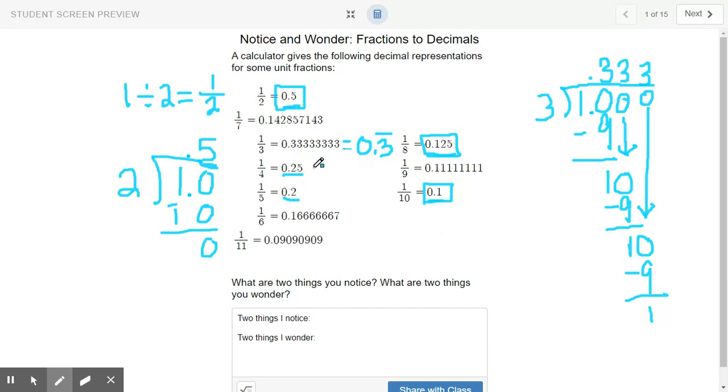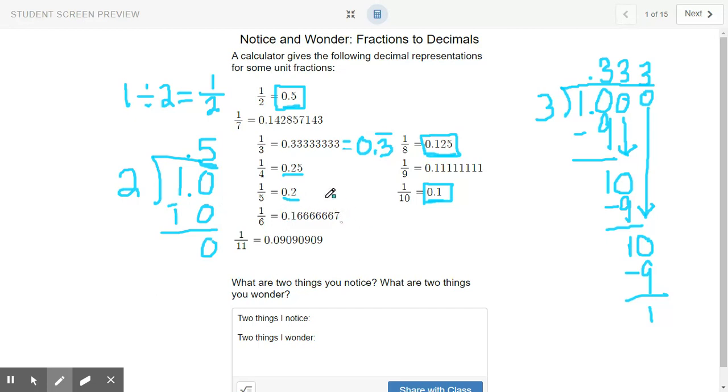0.25, terminating, right? It stops, we can tell, it doesn't have anything behind it. Same thing, terminating. Okay, now, is this terminating? No. But here's my question, is it repeating? Does it have a pattern? And this is where this one gets a lot of students, because they look at this and they go, no, it ends in a 7.